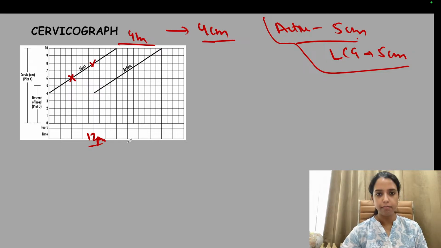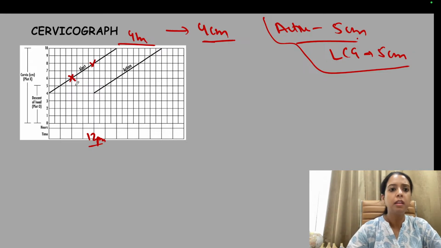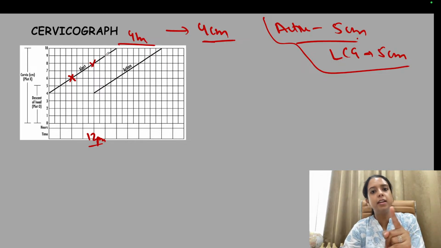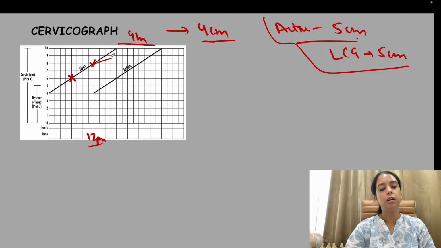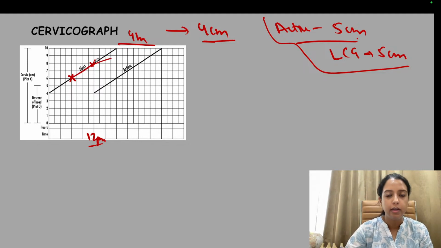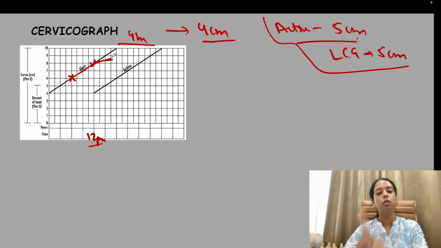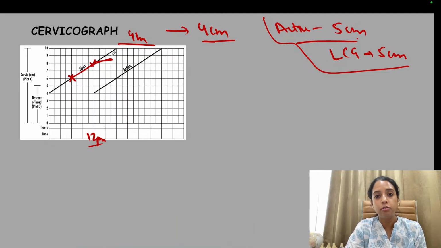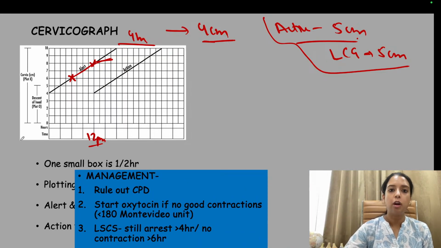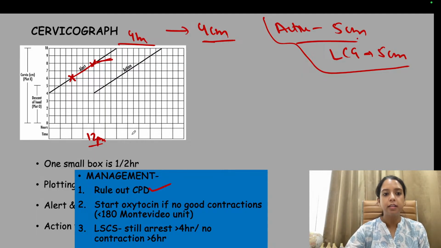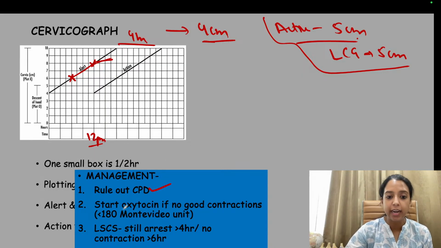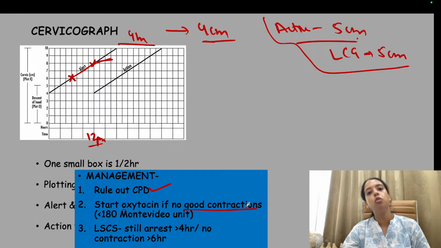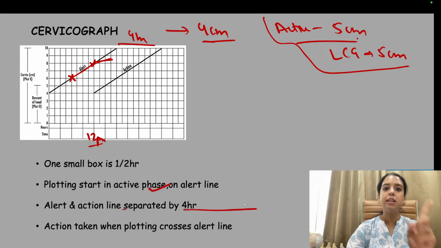And you plot every 4 hours, maybe faster than that, that's not a rule. As soon as the rate is a little bit slow, it should be 1 centimeter per hour. If it is slow, it will cross the alert line. Till now I was on the alert line. If it is slow, the alert line is crossed. Alert line crossed means now you have to see what has happened. So why is it slow? What will you do? You rule out CPD. See whether the molding is 3 plus, 2 plus or 1 plus. Start oxytocin if no good contractions. Oxytocin is only started when there are no good contractions. And then you repeat your PV after 4 hours.